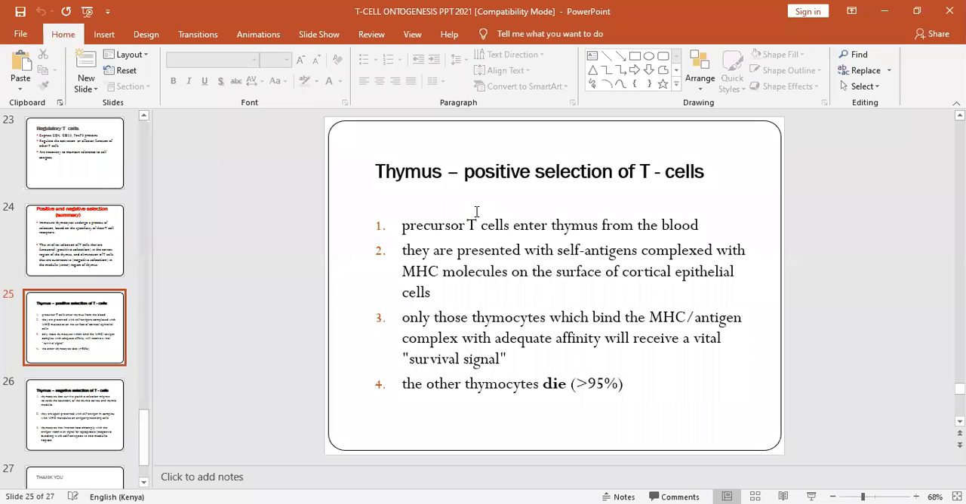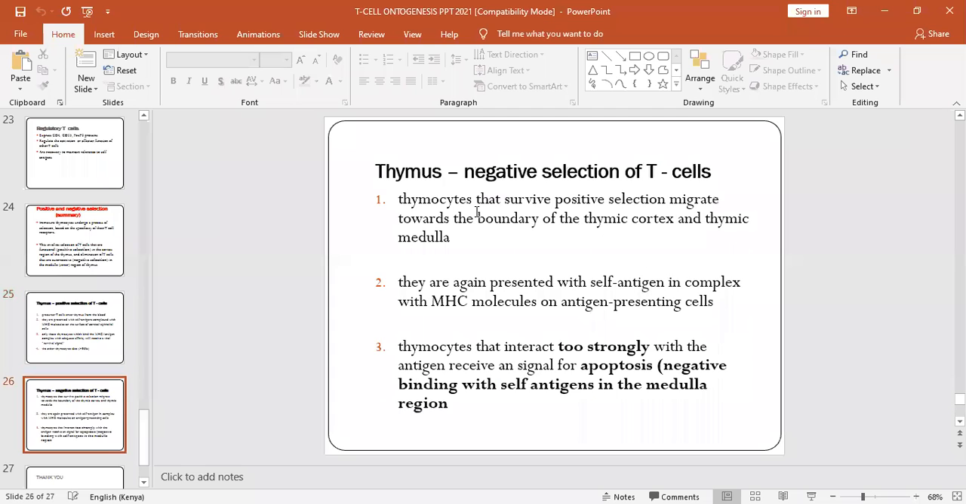Here, more than 95% of cells die, which means only a few are selected from the cortex area and move to the medullary region. Now that brings us to the negative selection of T cells. That happens in the medullary region, whereby the T cells that are autoreactive are eliminated, and those that are not autoreactive, or that bind with a very low signal with the self-antigens, are allowed to go into the blood circulation. And that is what we talk about, the positive and negative selection.